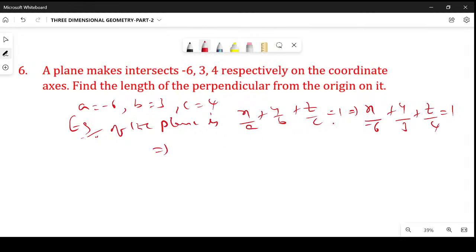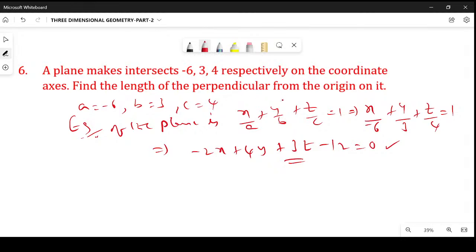See here, this will come. You take the LCM and simplify. Minus 2x, you can simplify, plus 4y plus 3z minus 12 equal to 0. You simplify and it becomes this one. Finally, this 12 is the LCM. You simplify. This is the equation of the plane, it comes. This is the equation of the plane.